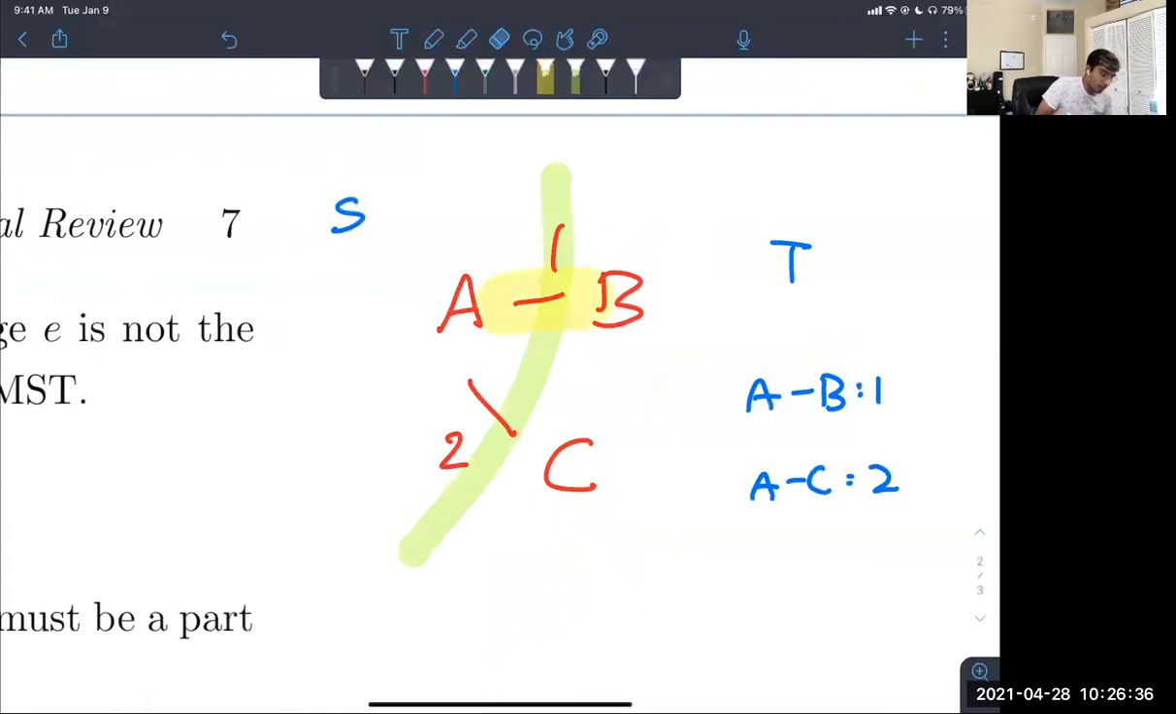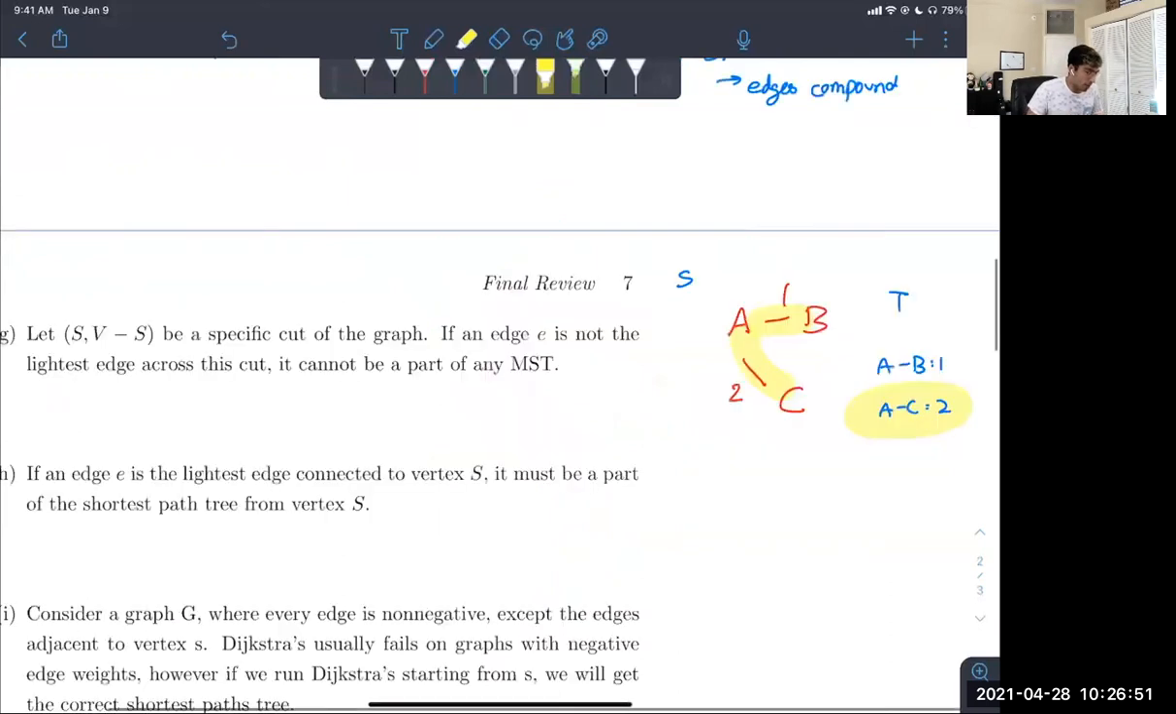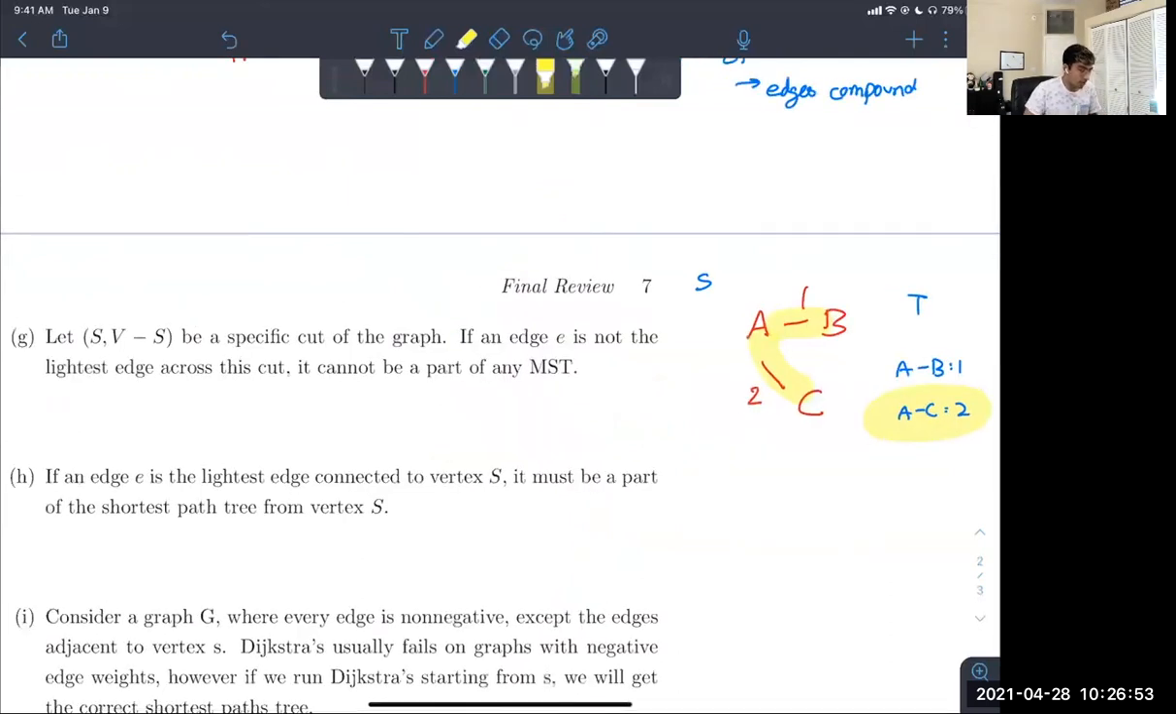And then after that, we would continue and create a new cut right here. And there's only one option. So we would use A to C. But there's a problem here. A to C was originally considered in that first cut. And this statement is saying that no matter what, if an edge was not the lightest edge of a cut, it cannot be part of the MST. But in this case, it was, because it was the only option to get to C. So therefore, this statement is false. And you can use this counterexample on the right to prove that.